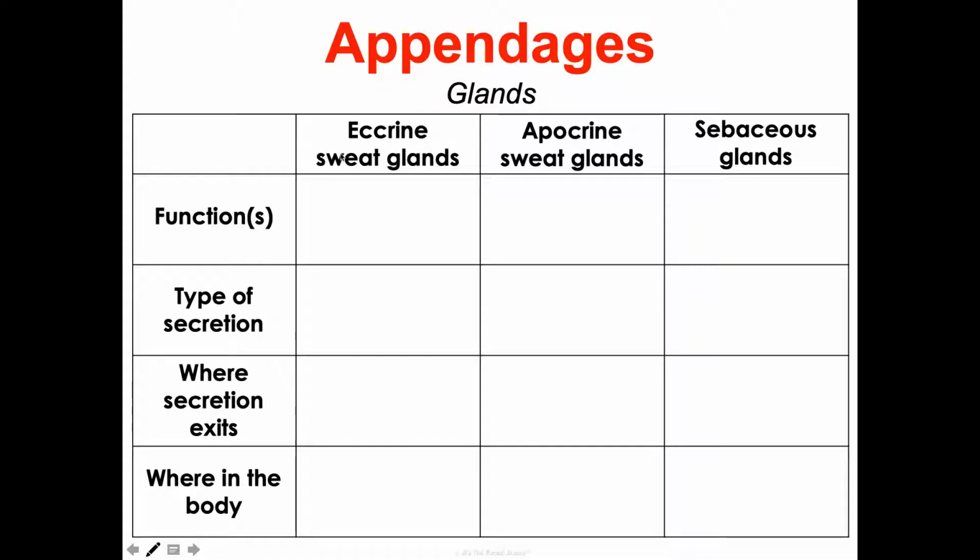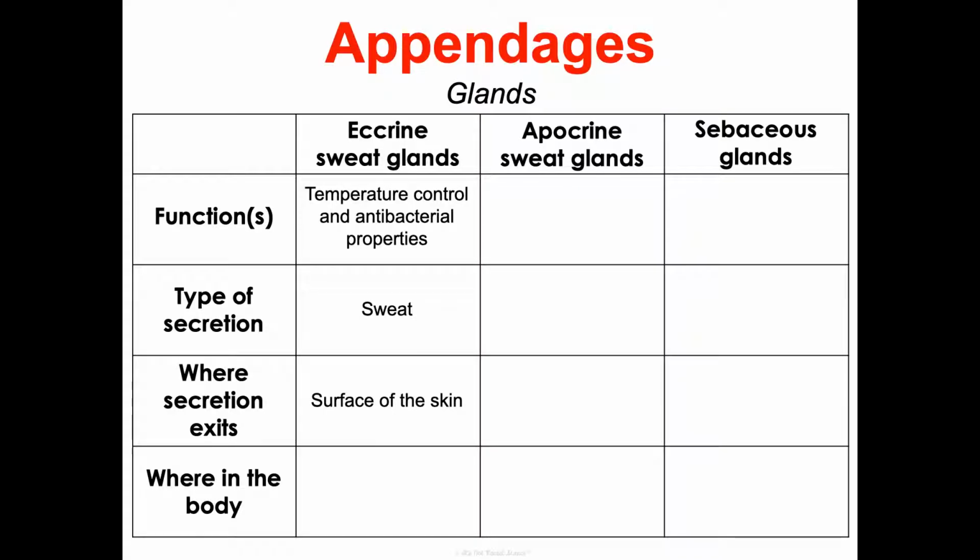Okay, so we're going to differentiate between the 2 types of sweat glands and then the sebaceous oil glands on this chart. So first, let's talk functions. Your eccrine sweat glands are responsible for temperature control, and then they have some of those antibacterial properties we talked about with what they contain, like that acidity. What they secrete is sweat, which is mainly water, and where they secrete it is on the surface of the skin. So they're easy to identify under the skin because you should see them going all the way up to the surface. They are everywhere in our body, but we have extra in our palms and the soles of our feet, and then also our forehead.